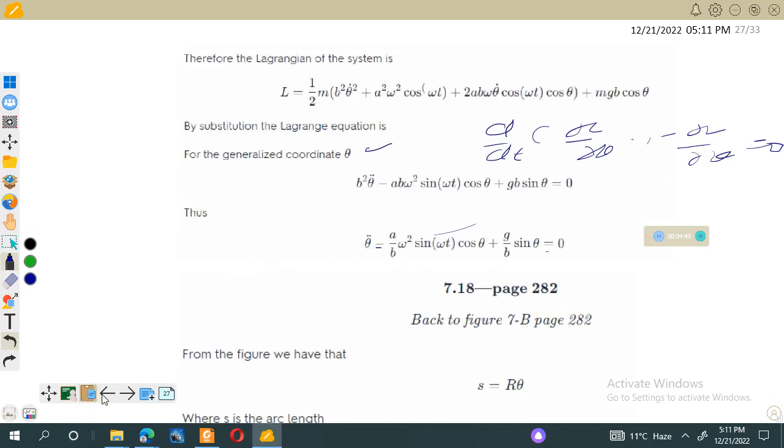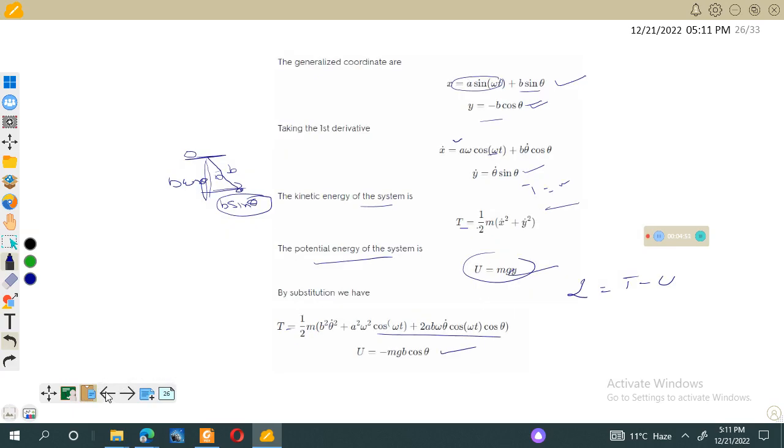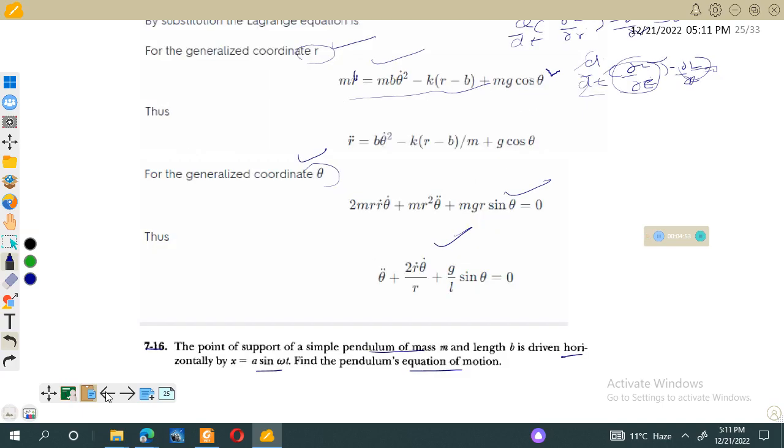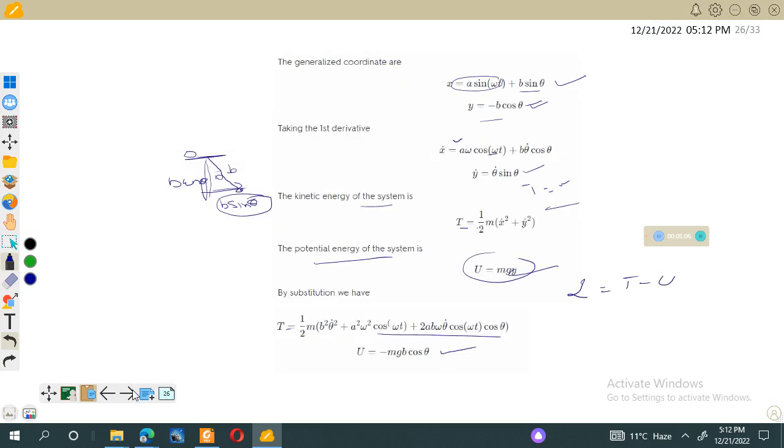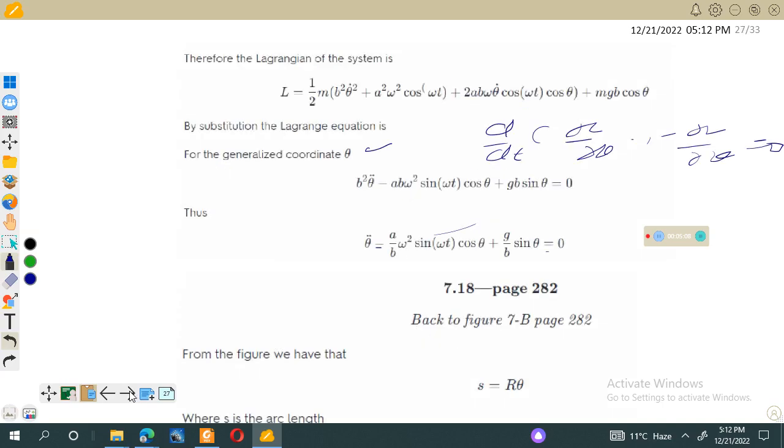I think this was the only requirement of our question. If I look back, just to check that we have solved the question completely or whether some part is remaining: find the pendulum equation of motion. Okay, it means we have solved this problem for the equation of motion, which is just this one, theta double dot is equal to a over b and this whole term. So I will stop at this point.